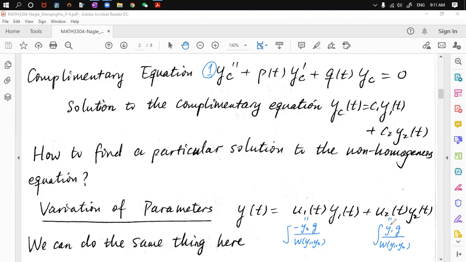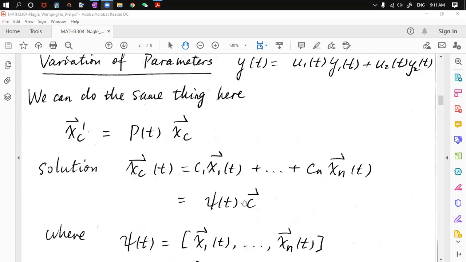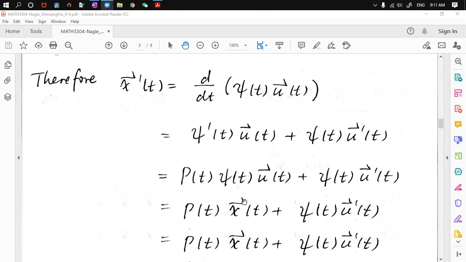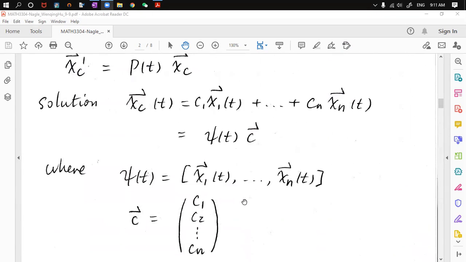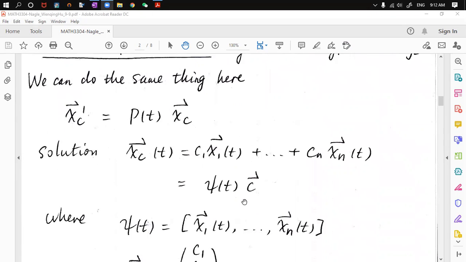So that's a brief review of what happened in this lecture. That's the variation of parameters. Now, can we do the same thing for the variation of parameters here? Well, the answer is yes.